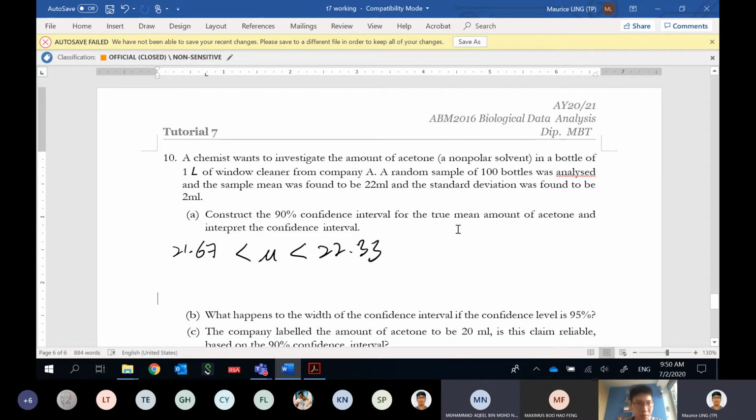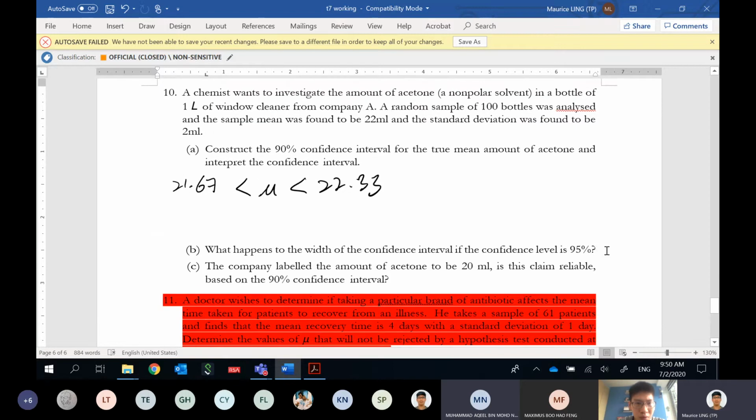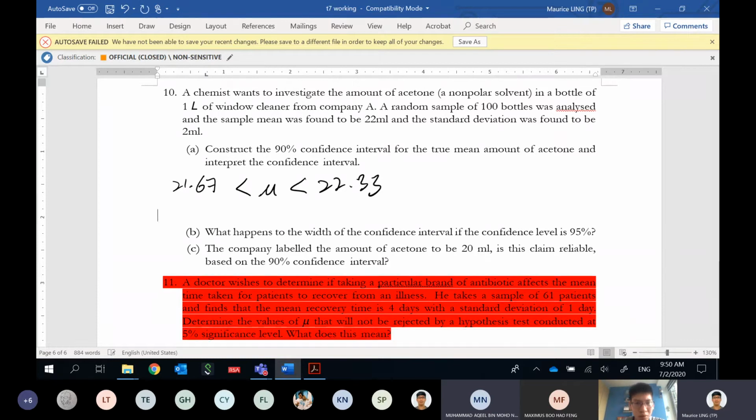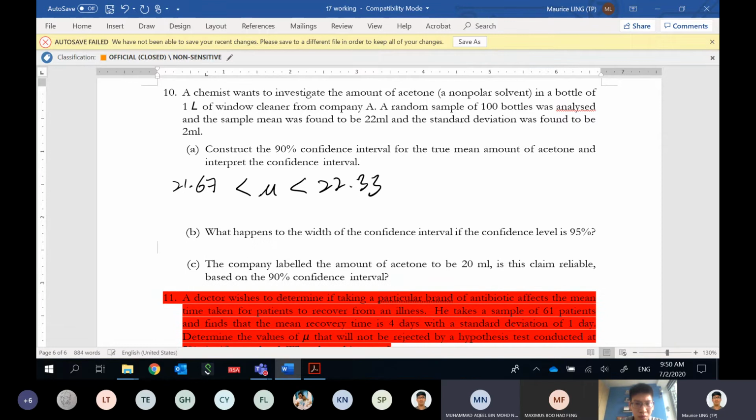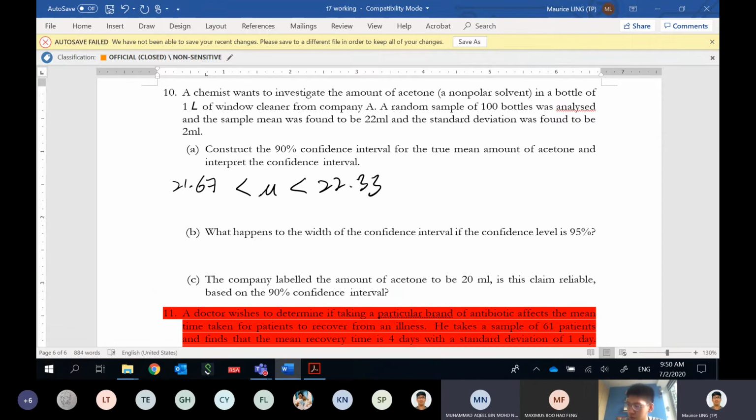Okay. Basically, how do you test, let's say, the 95% confidence interval for your instant noodles or your cup of ice cream? What do you think happened to the width if the interval is actually increased to 95%? The width becomes wider. Yeah, correct. Width becomes wider.